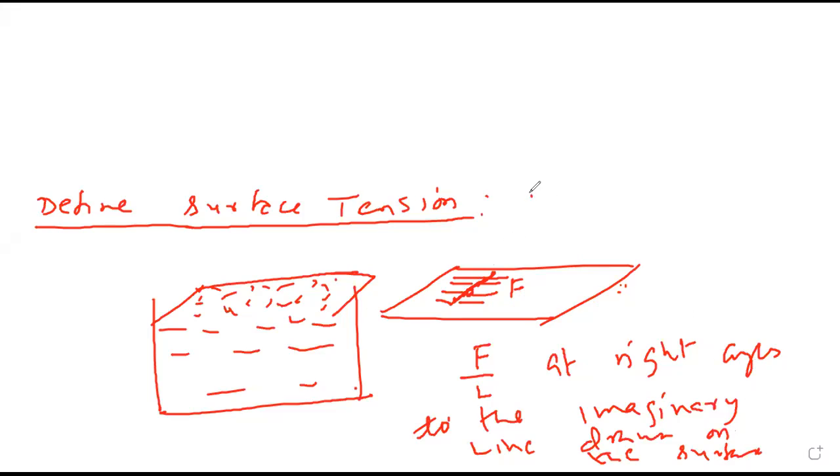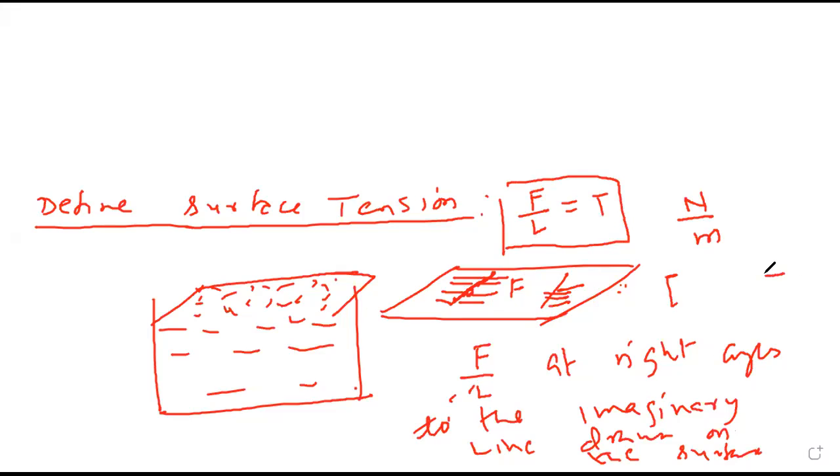Followed, what is surface tension? Force acting per unit length, but not in any direction, at right angle to the imaginary line drawn on the surface of the liquid is called surface tension. Its SI unit is Newton per meter. What will be its dimension? Force dimension is M1 L1 T minus 2, meter is L1, so it is M1 L0 T minus 2, correct?